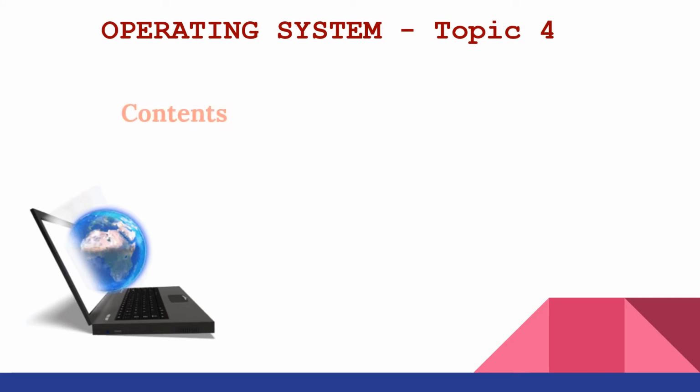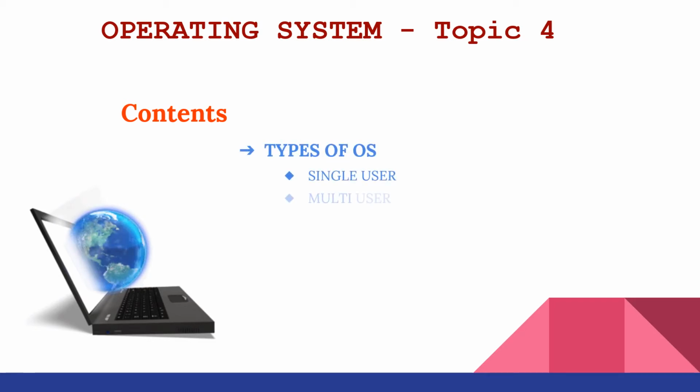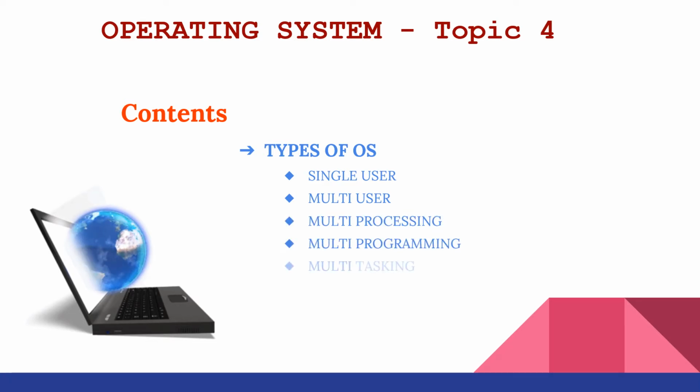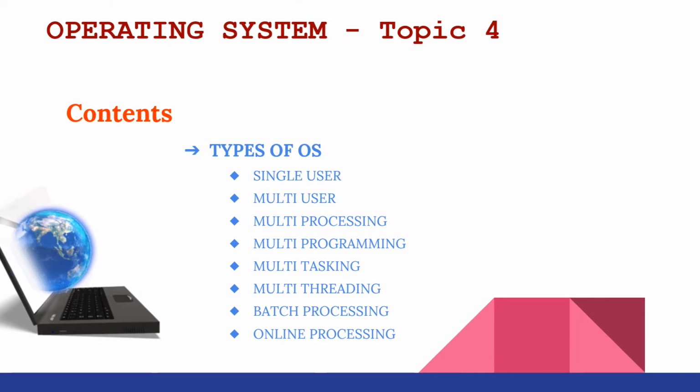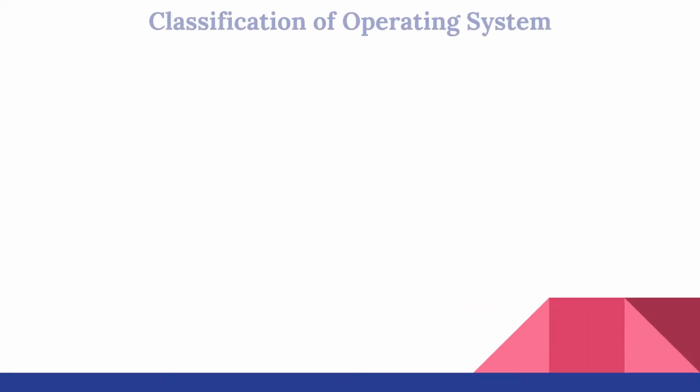Let us see the topics we will cover under this section, which are types of OS, that are single user, multi-user, multiprocessing, multiprogramming, multitasking, multi-threading, batch processing, and online processing. So let us first start with the classification of operating system.